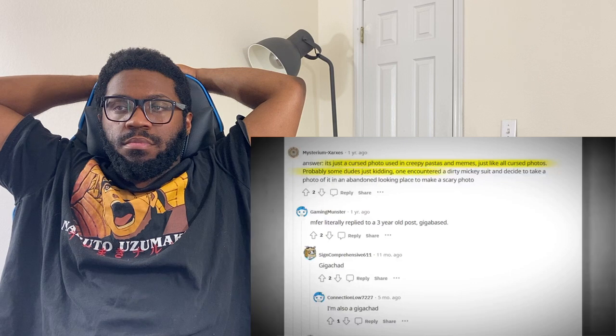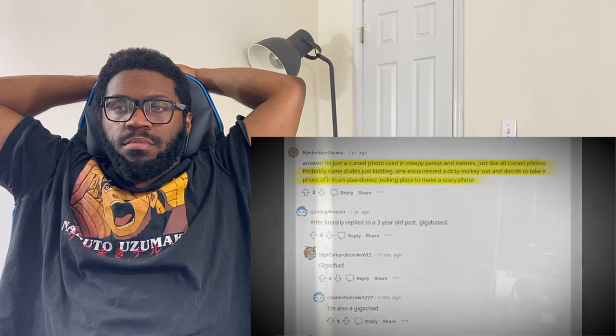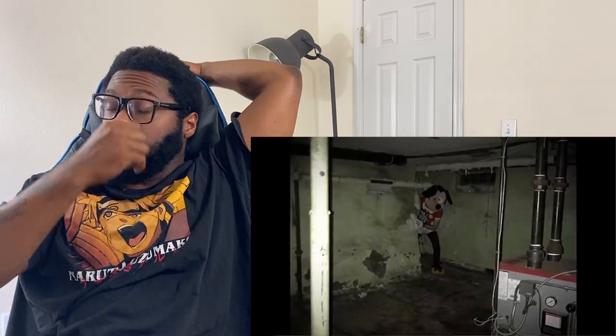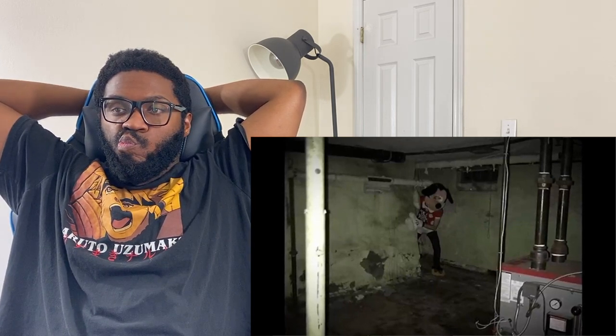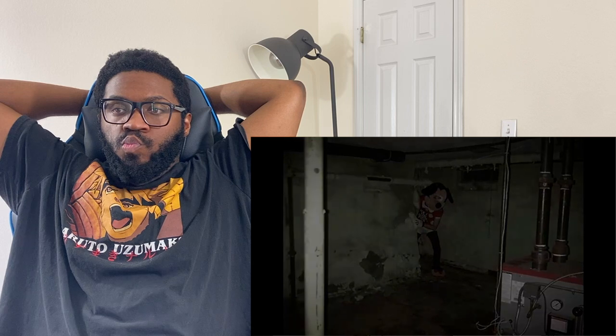One encountered a dirty Mickey Mouse suit and decided to take a photo of himself in it in an abandoned looking place to make a scary photo. A lot of the comments seem to echo that theory, which, if true, is a sign of relief. If this is not the case, however, then what exactly is going on in this extremely weird and unexplainable image? Is this just some guy messing around in a Mickey Mouse outfit in an attempt to scare the internet? Or was this something far more sinister? We'll likely never know.